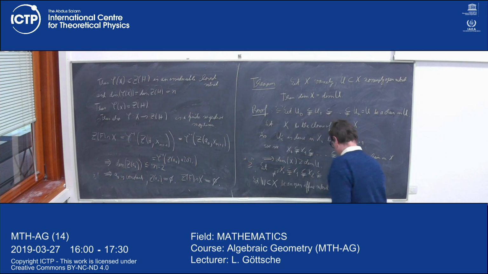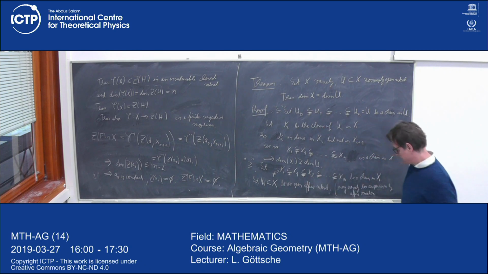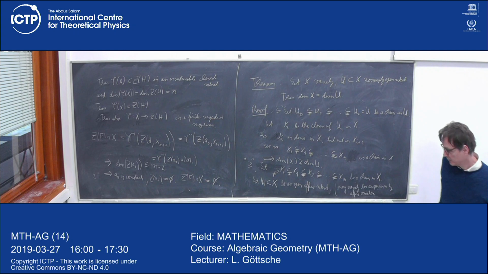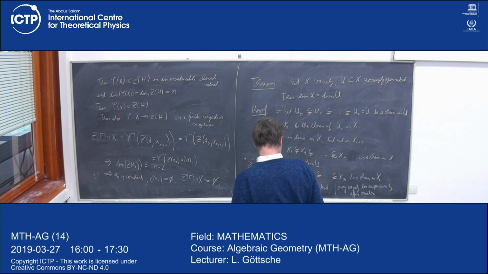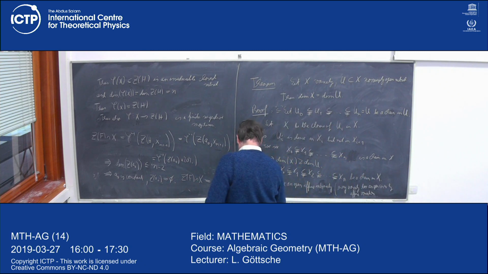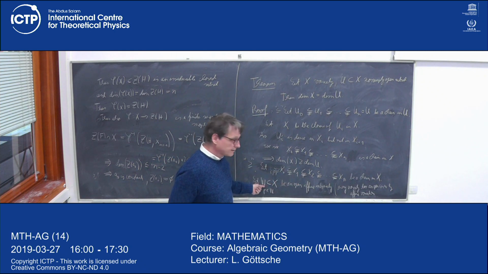So I just state here: every variety has an open cover by affine varieties, where affine variety means that it's isomorphic to a subvariety of some affine space. So let this be an open affine subvariety W, such that this point P is in W. So it has a cover like this, so we find some such thing.